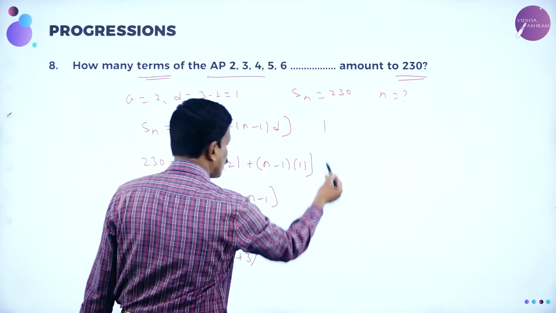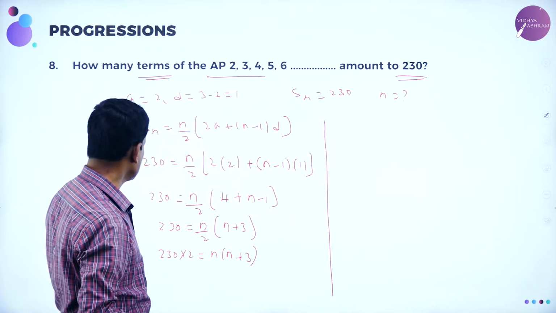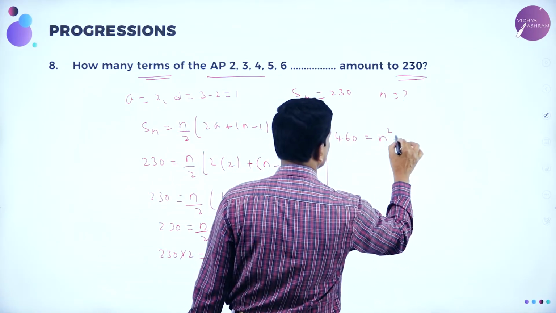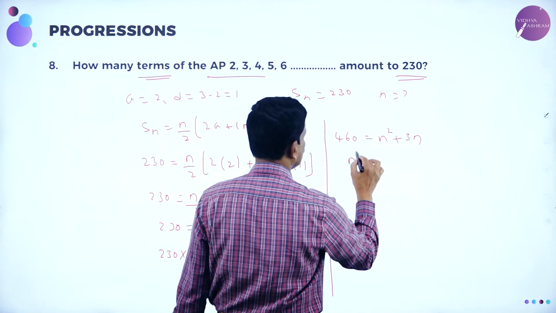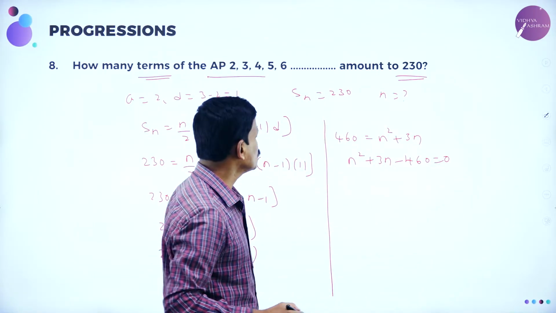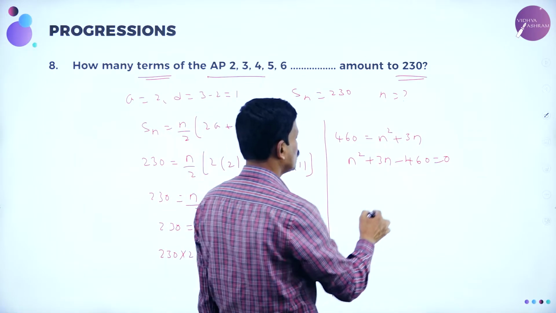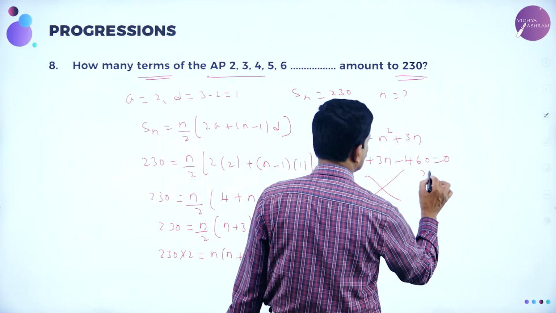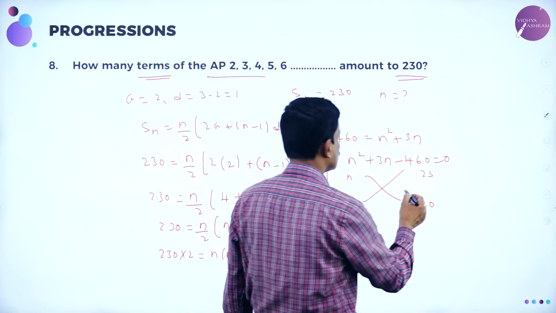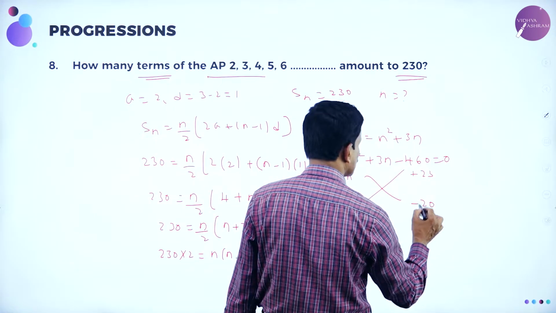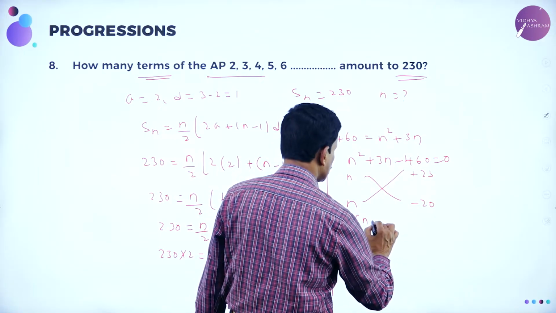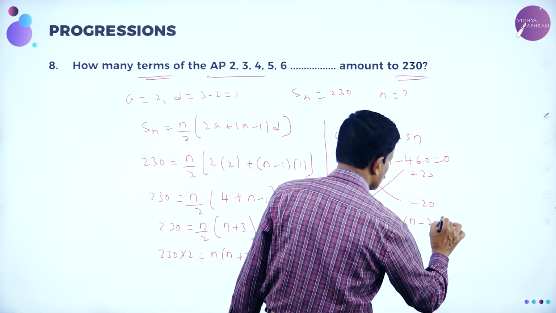If you simplify, we will get a quadratic equation. So 230 into 2 is 460. 460 is equal to n into n plus 3, which is n square plus 3n. Transfer this. So n square plus 3n minus 460 is equal to 0, a quadratic equation. So 460 can be written as 23 into 20. 23 into 20 is 460. So one is plus and one is minus. Plus into minus is minus. Again, plus 23 minus 20 is plus 3n. So the factors are n plus 23 into n minus 20 is equal to 0.